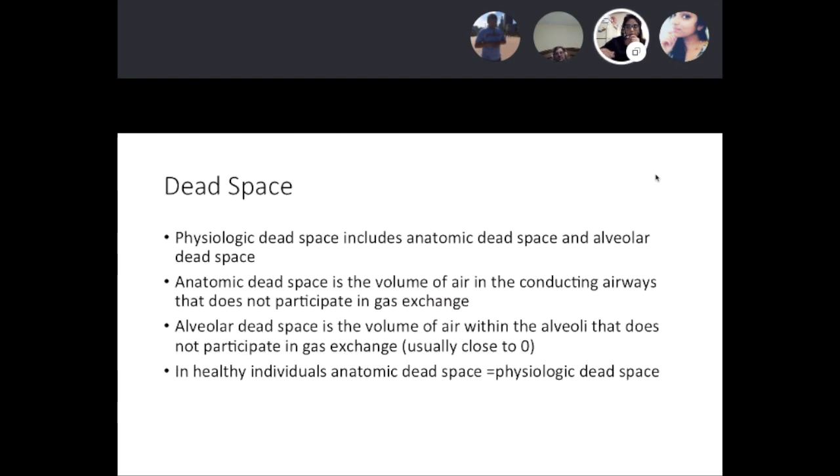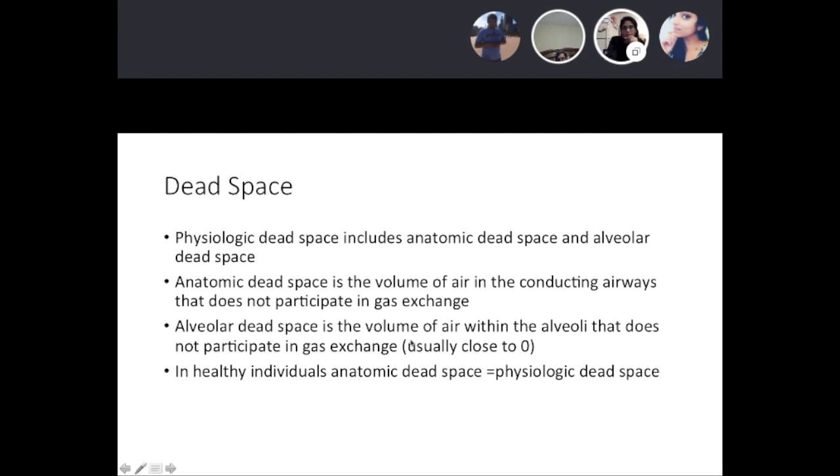Alrighty, so let me go back one. Okay, so the next topic I was going to discuss with you guys is dead space. So dead space is a physiologic dead space that includes the anatomic dead space and the alveolar dead space. So you can think anatomic as all the anatomy that takes place before we get into the area where alveoli come into place down into the lungs. So the anatomic dead space is the volume of air in the conducting airways that does not participate in gas exchange. So this is just the area where air comes in and out. And like it says, no gas exchange is occurring. It's not reaching the alveoli.